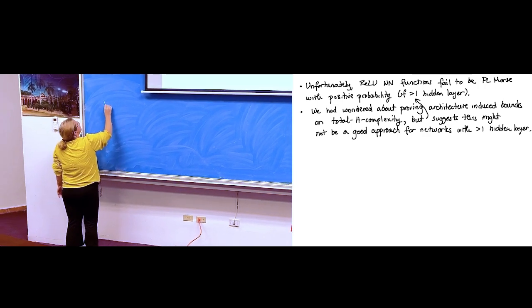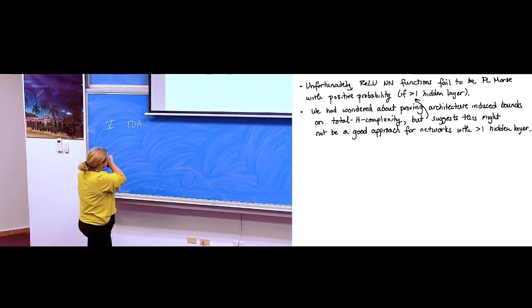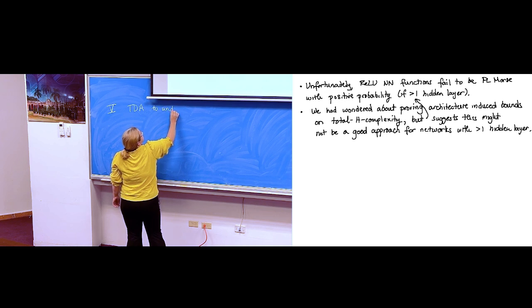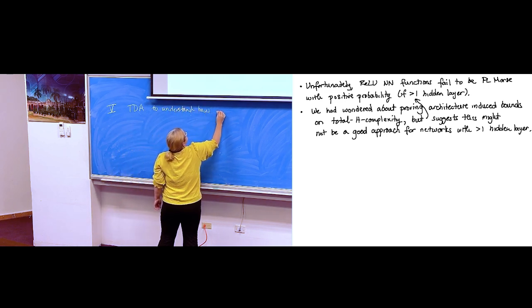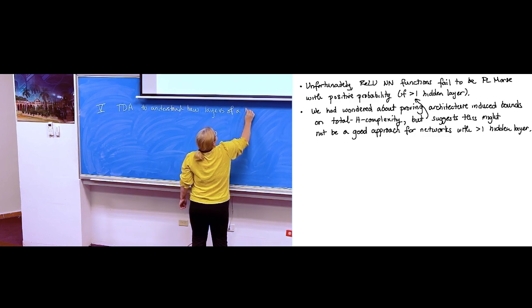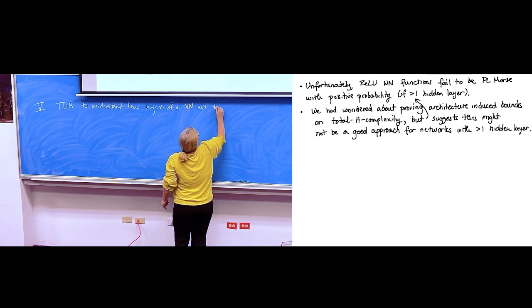I think that was section 4. Let me call this 5. So this was a way to bring TDA into this whole picture, TDA to understand how the layers of a neural network act topologically.